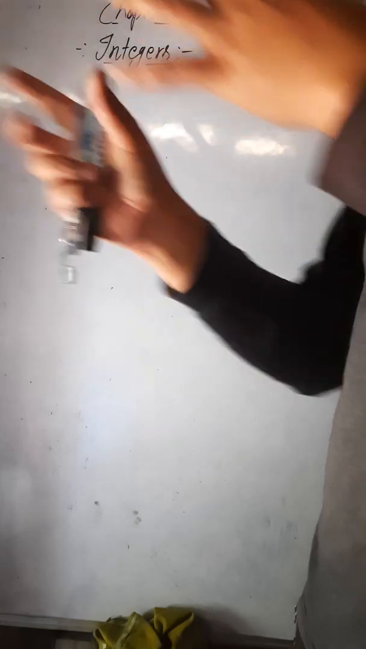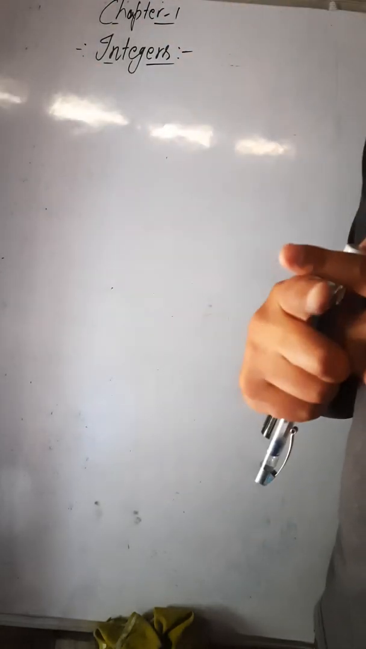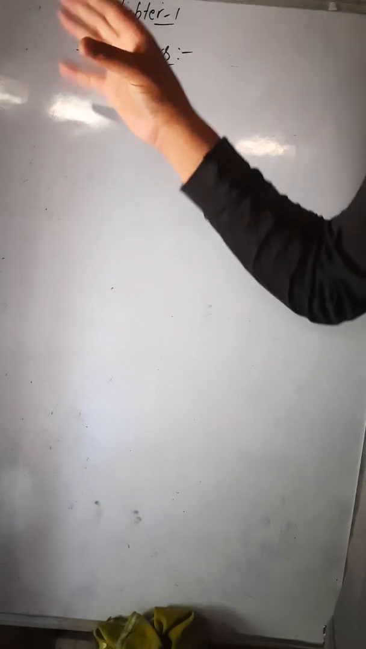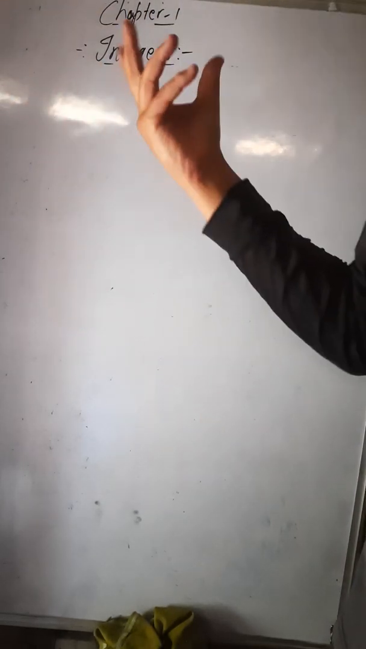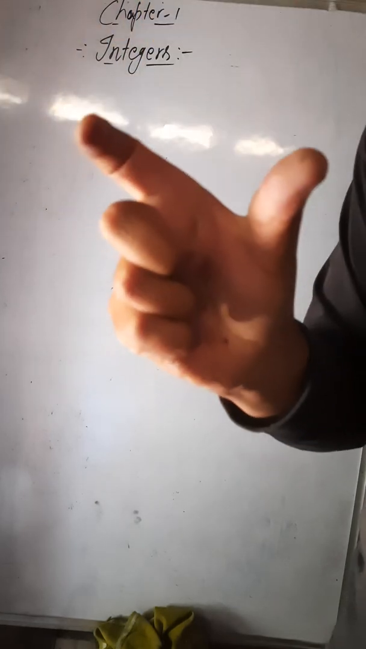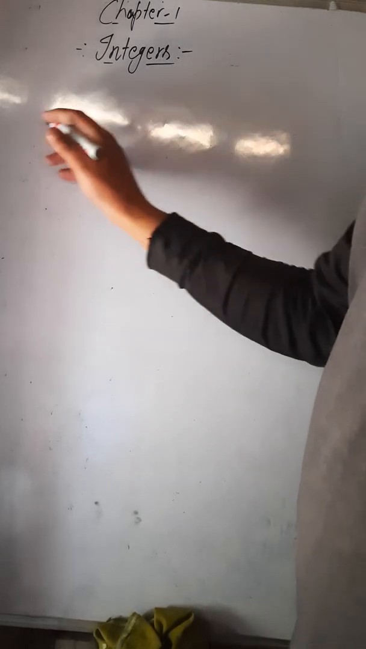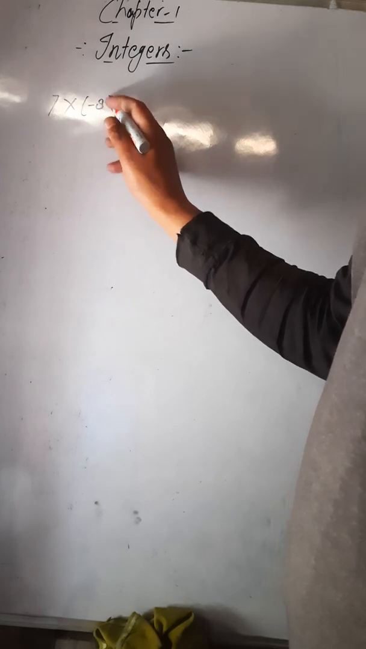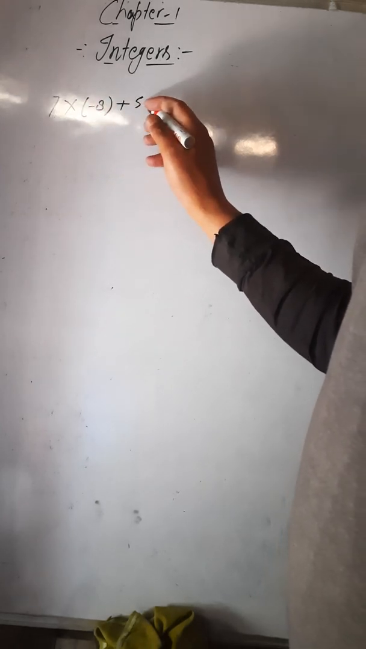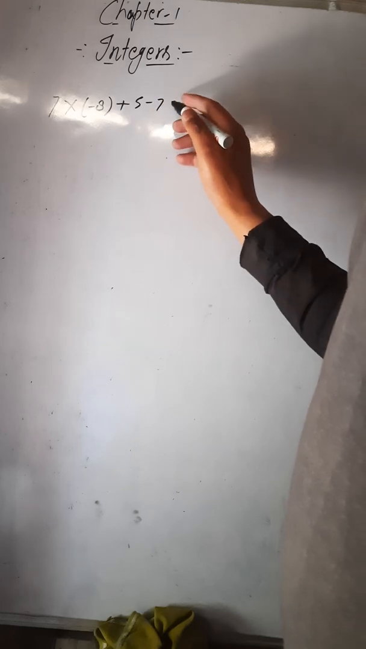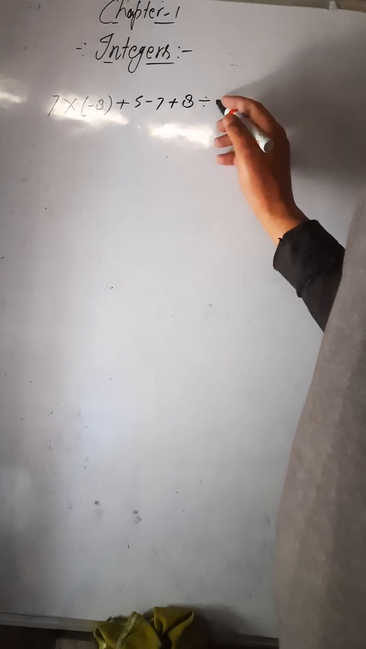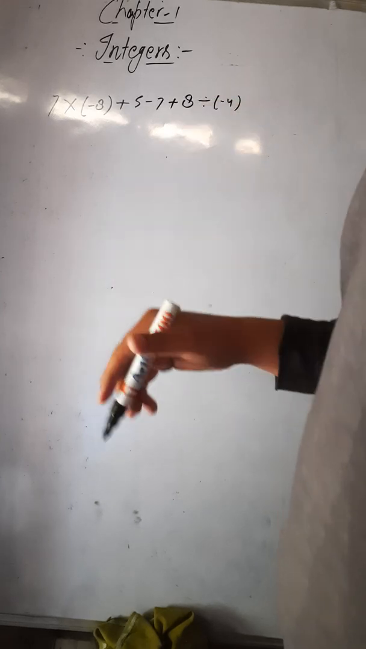We will combine this completely in one question. In one question there will be addition, subtraction, multiplication and division, all included. If this is so, then how will you do it? Let me write a question. Let's say the question is this: 7 multiply -8 plus 5 minus 7 plus 8 divided by -4.